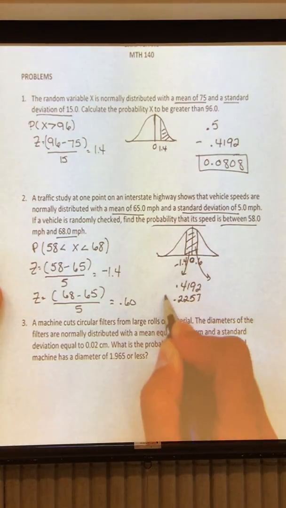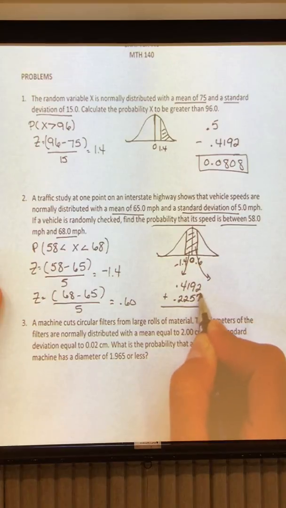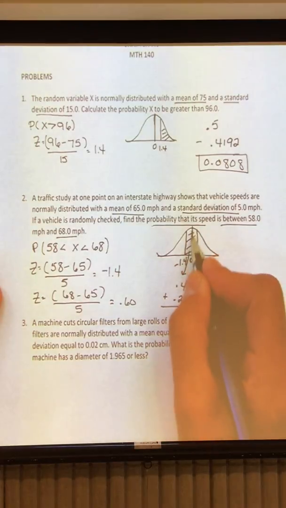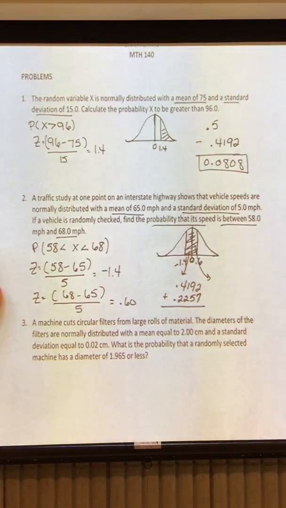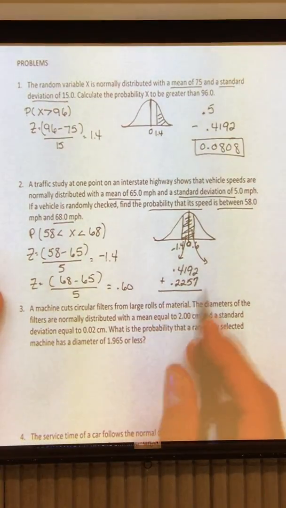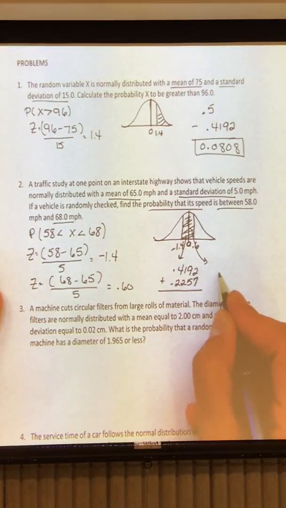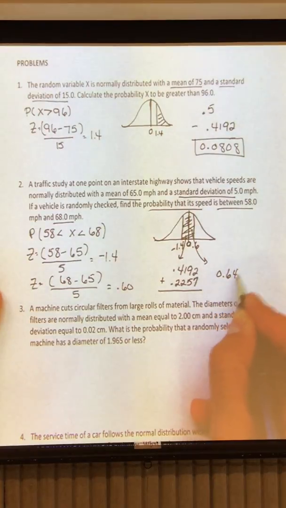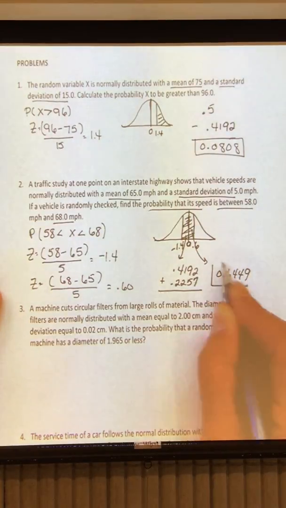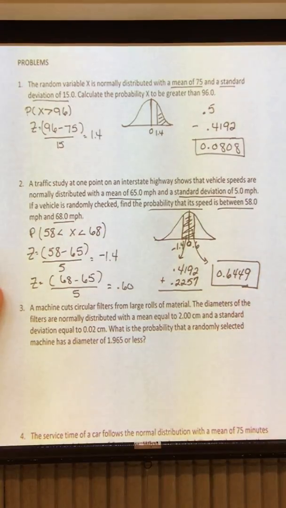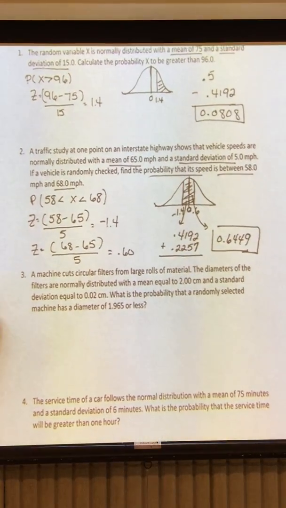And you're going to add these two areas because the mean is in the middle. When the mean is shaded, you're going to add the two areas. So 0.4192 plus 0.2257 is equal to 0.6449. And that is the probability that the speed is between 58 and 68.